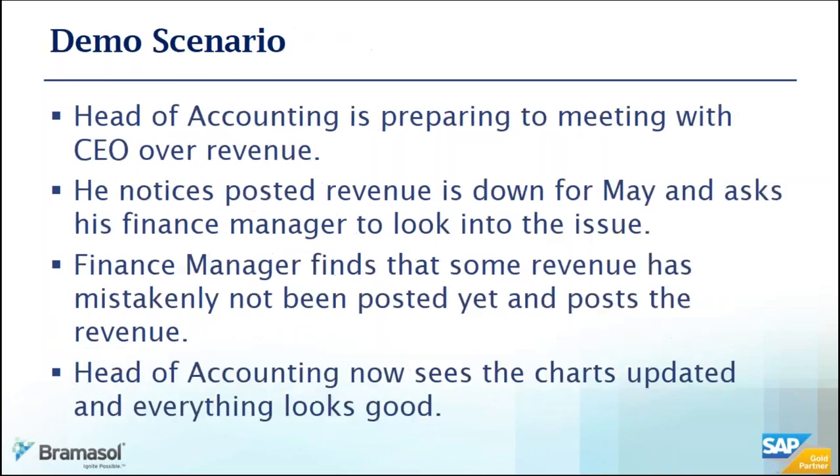Our demo scenario is going to start with the head of accounting as he's preparing for a meeting with the CEO over revenue. He's going to notice that some of the posted revenue is down for May, and he's going to need to ask his finance manager to go look into the issue. The finance manager will go out to RAR, look into some of the contracts, and find that there's some revenue that hasn't been posted. He's going to go ahead and post that revenue. And then the head of accounting will take a look at his charts again, and everything's going to be good there, and he's going to know he's ready to go meet with the CEO.